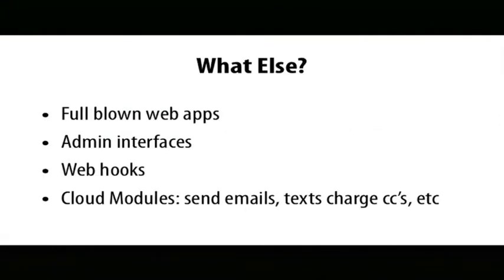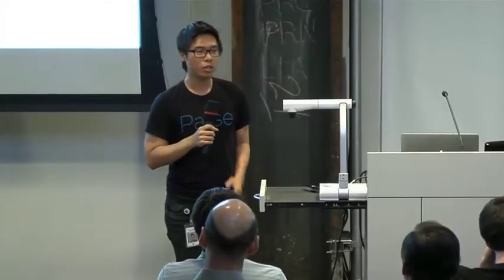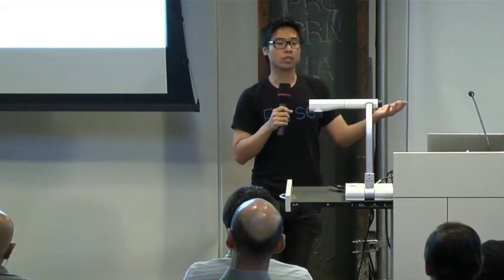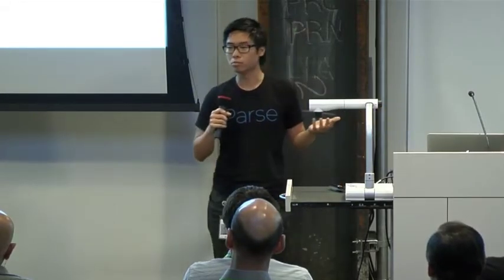Okay. So what else can you actually do? You can make full-blown web apps. Another useful case is making admin interfaces. You can easily make a web admin interface for your mobile app to administrate the data that you have. You can write arbitrary webhooks with this. You can respond to other APIs calling your web server with data, maybe a callback from Stripe, for example. And you can use the cloud modules that Matt talked about. You can send emails, send texts, and charge credit cards.